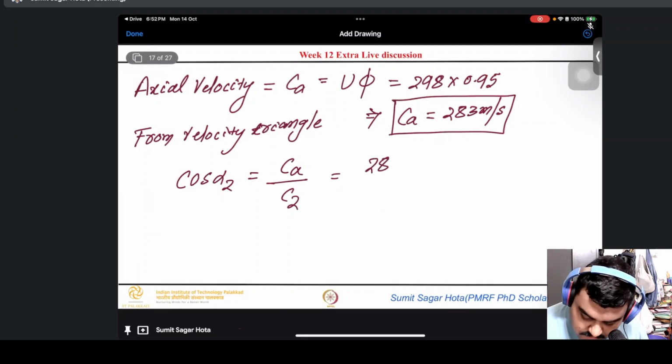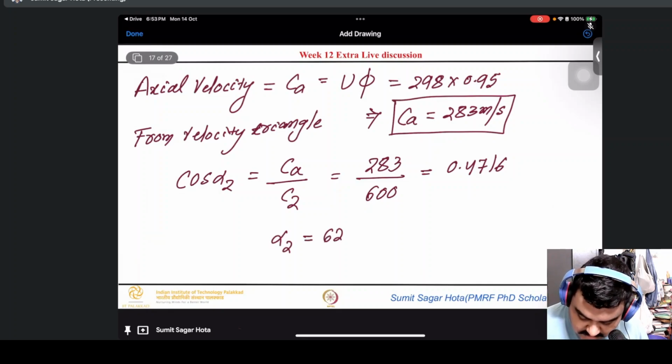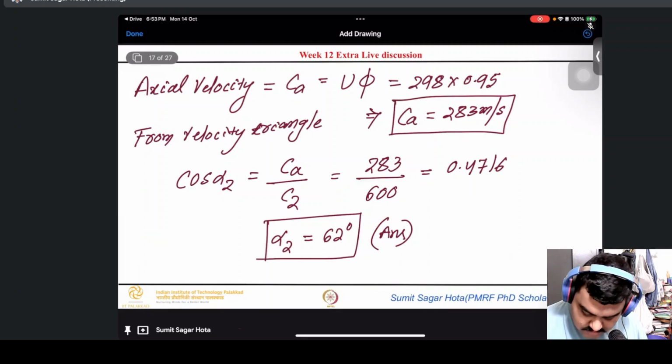Which is equal to 283 by 600, which is equal to 0.4716, and alpha 2 is equal to 62 degree. This is your answer. In a similar way I have to find out also beta 2.